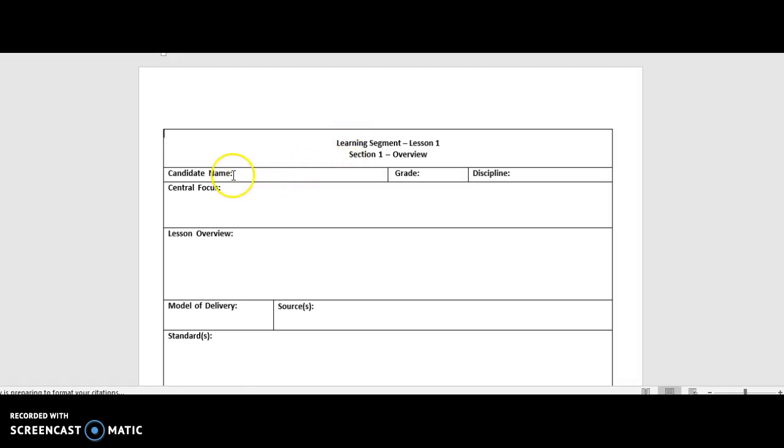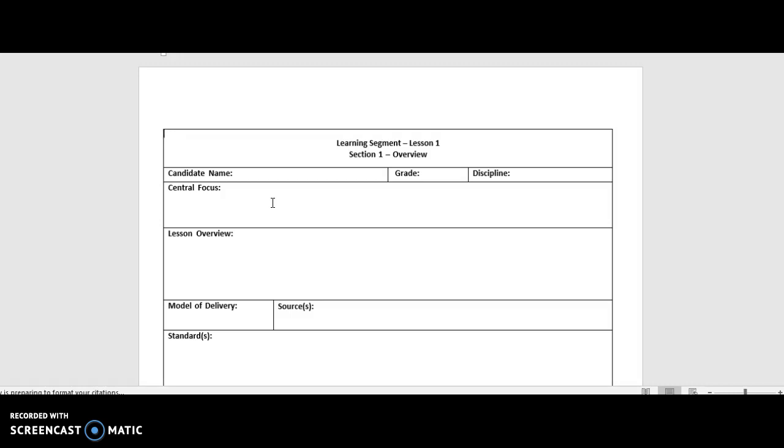All right, so starting, you would put your name and the grade of the children that you are going to be delivering the lesson to, and then the discipline. Here you would just put math. The central focus of the lesson is just sort of like the general definition of what you're going to be doing. So if it's going to be algebraic thinking or numbers and operations, you might say numbers and operations, and then a quick couple of words about what within numbers and operations you're going to be focusing on.